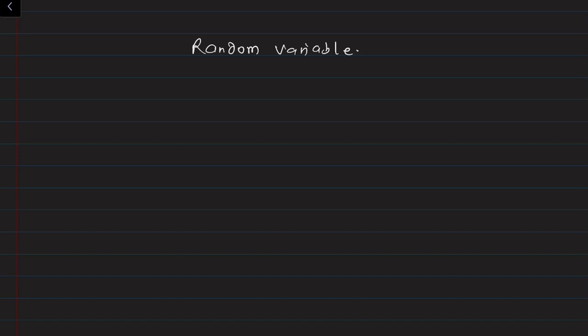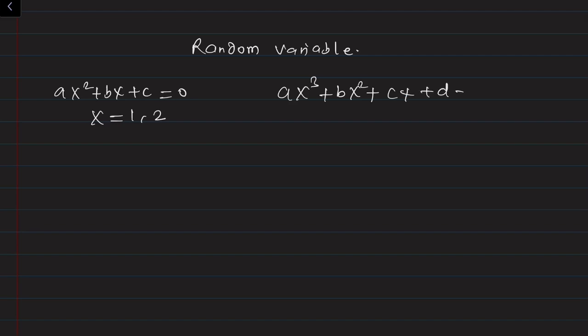Suppose we have a quadratic equation, ax squared plus bx plus c equals 0, and suppose the solutions are 1, 2. Similarly, we have a cubic equation, ax cubed plus bx squared plus cx plus d equals 0, and suppose the solutions are 1, 2, and 3. Now my question is, are these random variables? The answer is no. These are just variables. These are not random variables.